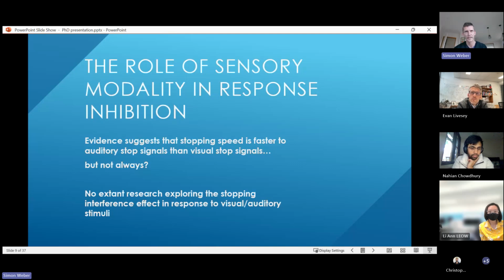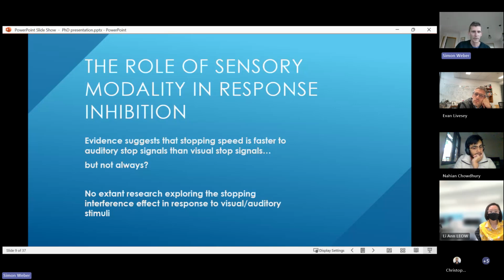And usually they didn't have a visual go cue. So the ones that did find faster stopping to auditory stimuli were manipulating the modality of the stop signal, but not the go signal. So they would still have visual goes when they had auditory stops. And it just seemed like an interesting lead to investigate. So I wanted to look at that.